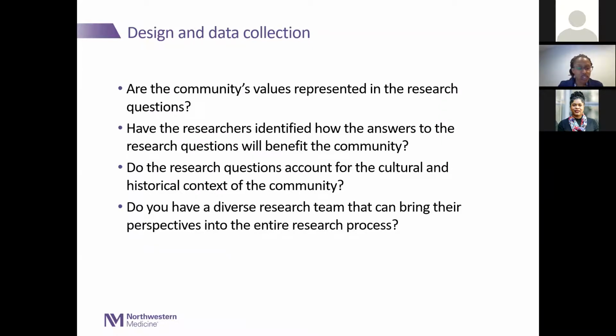Design and data collection, here are some questions that would be helpful to consider as you're designing and collecting data for a study, such as, are the community's values represented in the research questions? Have the researchers identified how the answers to the research questions will benefit the community? Do the research questions account for the cultural and historical context of the community? And do you have a diverse research team that can bring their perspectives into the entire research process?